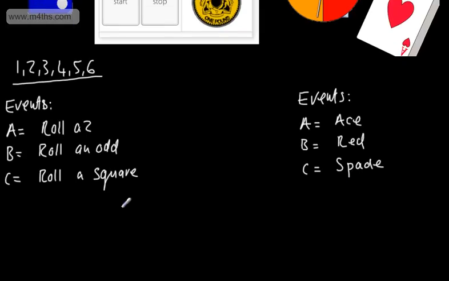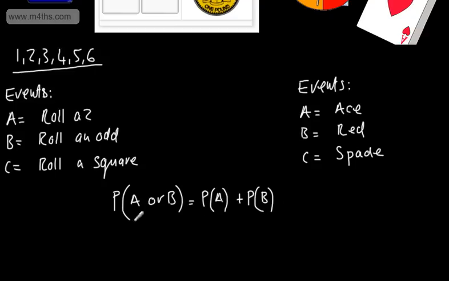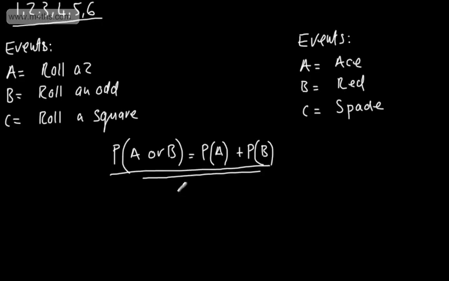Let's move on and look at the OR rule. I'm going to write this out formally, then explain exactly what it means. In general, if we have mutually exclusive events, we can say the probability of A or B is simply given as the probability of A plus the probability of B. So if we have mutually exclusive events, we can use the OR rule. This looks quite overwhelming. It's really quite straightforward.